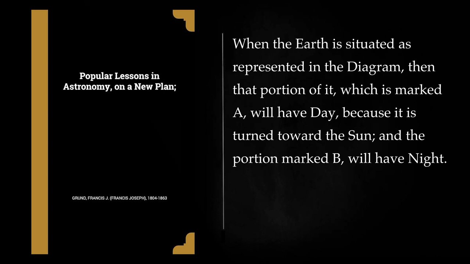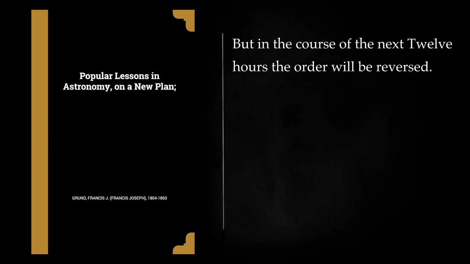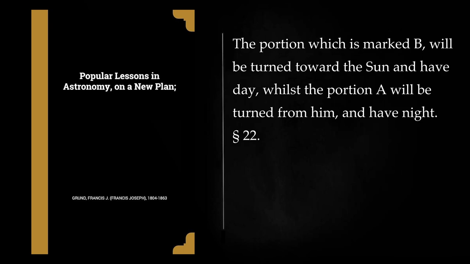When the Earth is situated as represented in the diagram, then that portion of it which is marked A will have day, because it is turned toward the Sun, and the portion marked B will have night. But in the course of the next 12 hours the order will be reversed. The portion which is marked B will be turned toward the Sun and have day, whilst the portion A will be turned from him and have night.